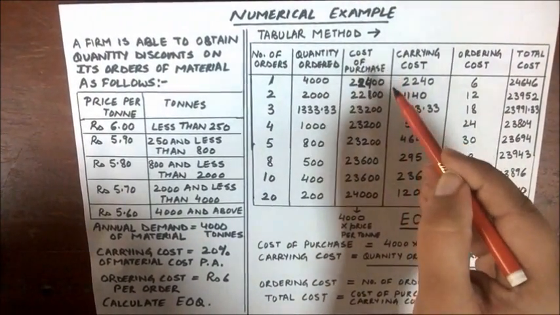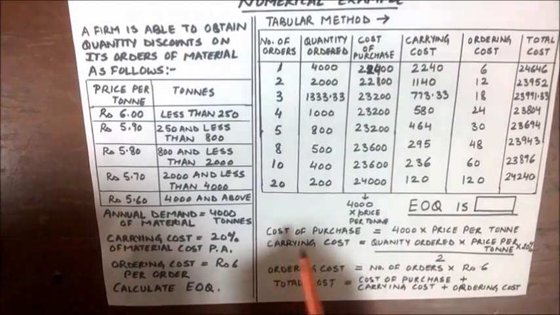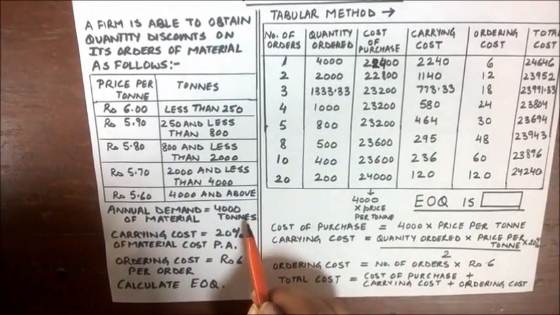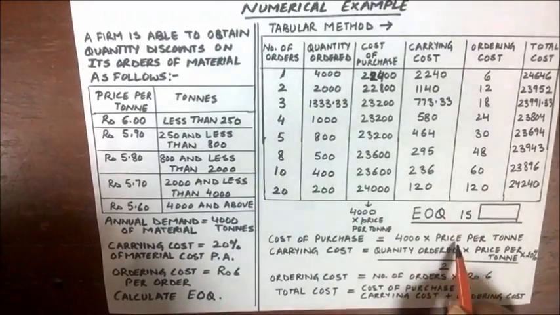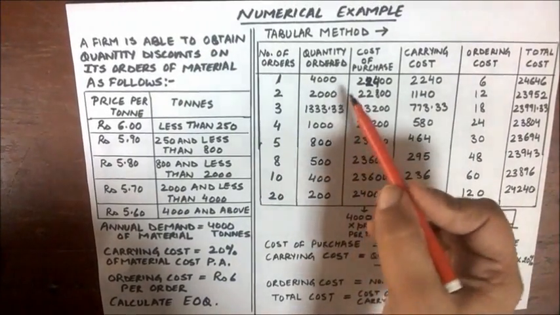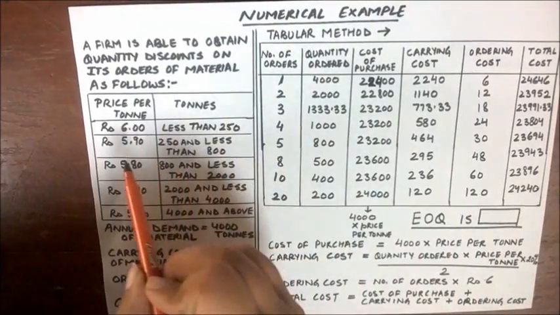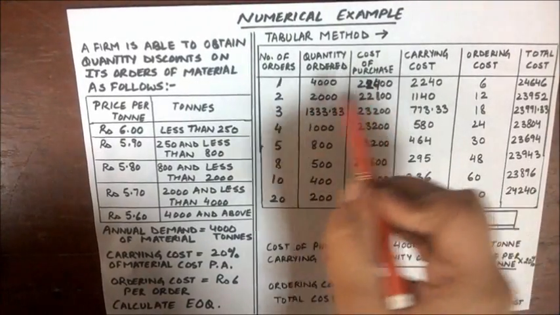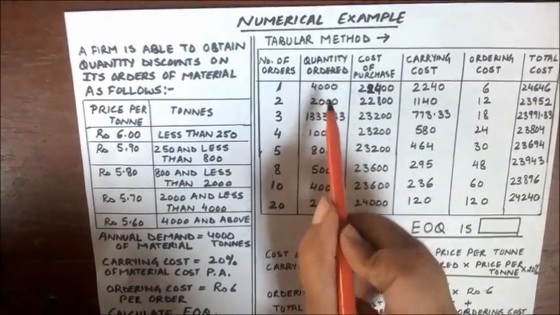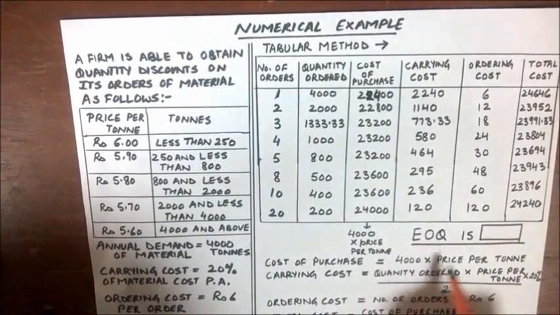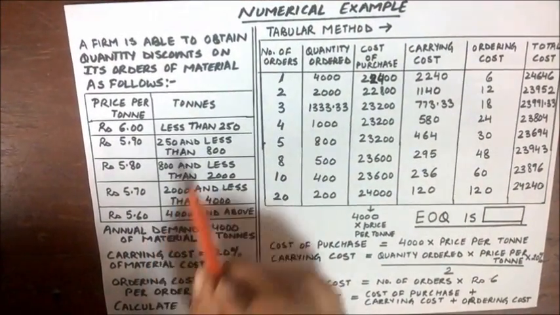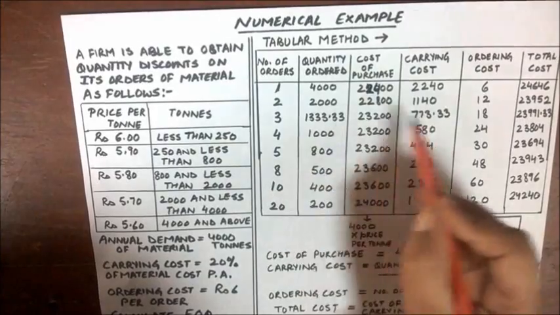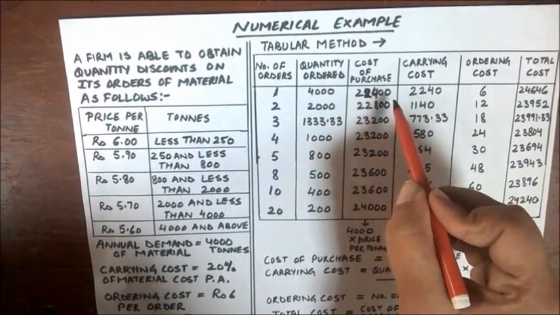Next, we calculate the cost of purchase. As can be seen here, the cost of purchase is 4000 into the price per ton. Why 4000? Because 4000 is the annual demand of the material for the firm. The price per ton would be determined depending upon the quantity ordered and the discount given at that particular quantity. So for one order, 4000 units are purchased, and the price per ton would be 5.6, because for 4000 and above the price is 5.6 rupees. So 4000 into 5.6 gives us a cost of 22,400.